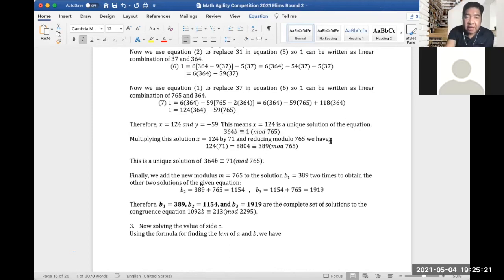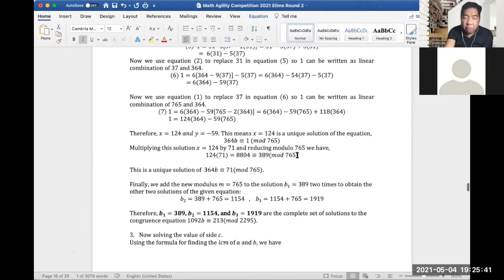So multiplying this solution by 71, x equals 124 times 71. So we multiply each by 71. That's 8804, which is equal to 389 modulo 765. So we have this.